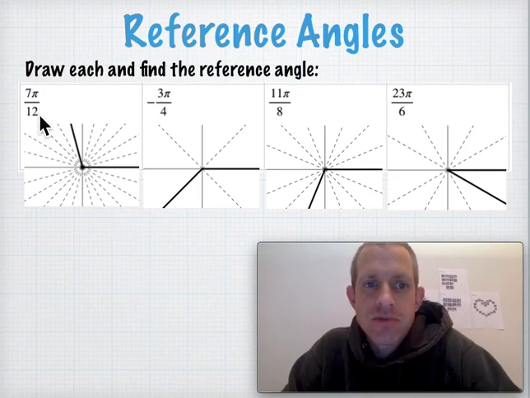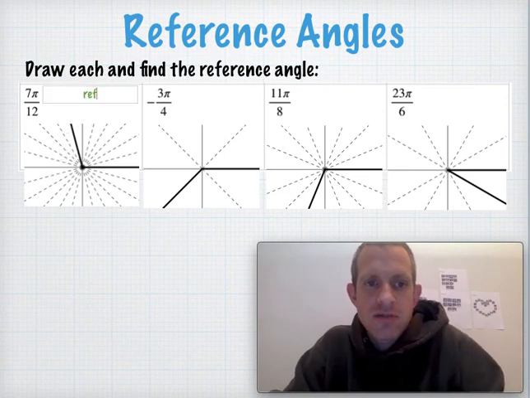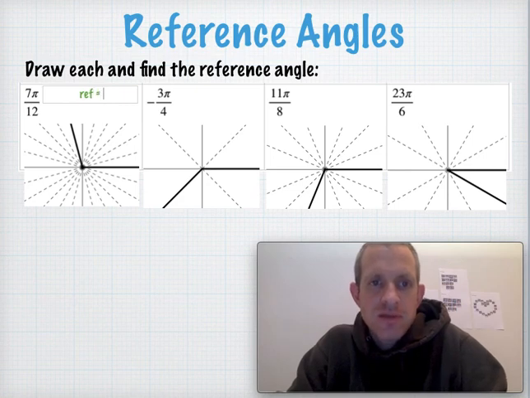Here is 7 pi twelfths. Remember to draw 7 pi twelfths. You take a half plane and you cut it up into 12 equal pieces. And then you would go around and count 7 of them. And so there's 7 pi twelfths. The reference angle is how many more you have to go to get to the nearest x-axis. And so in this case, the nearest x-axis would be here at pi radians, or 180 degrees. And there's 1, 2, 3, 4, 5 of those wedges. And so the reference angle is simply 5 pi twelfths.